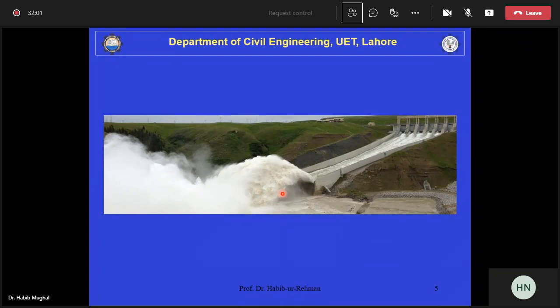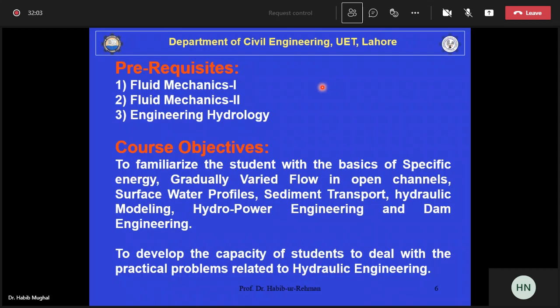Now, as we are studying the introduction of the subject, we must know the prerequisites of this subject. There are three prerequisites: fluid mechanics 1, fluid mechanics 2, and engineering hydrology. If anybody has failed in any one of these three subjects, he cannot register for hydraulic engineering.